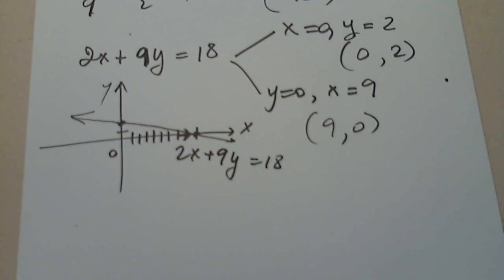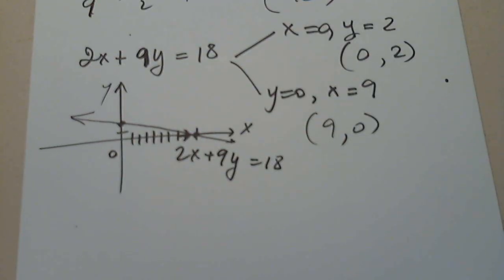Plot the points and draw the line. That's nice. Plot the points and draw the line. We know how to do this. Write the equation of a horizontal line and vertical line. Very good. So we have a few more to finish this.